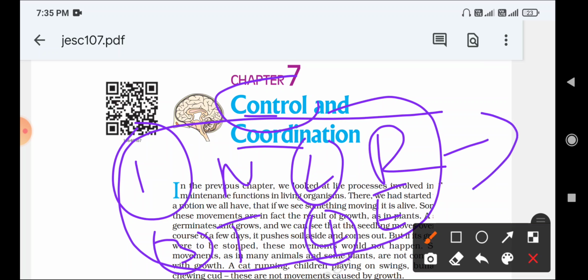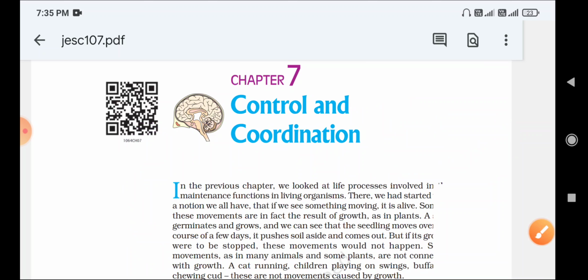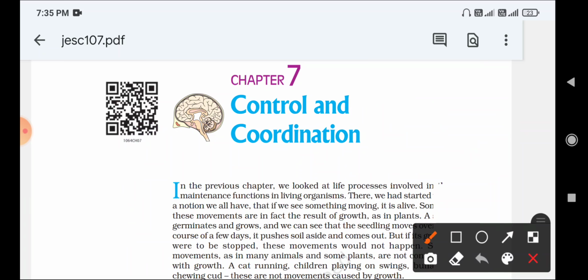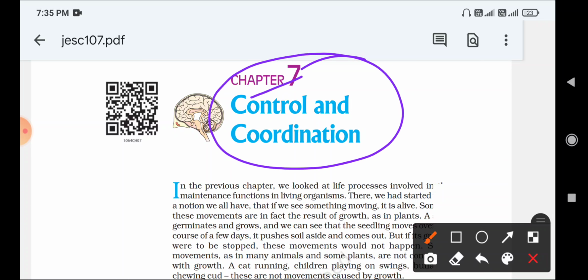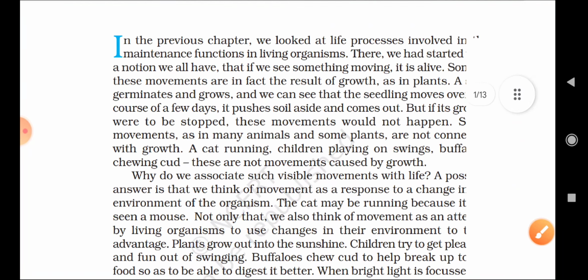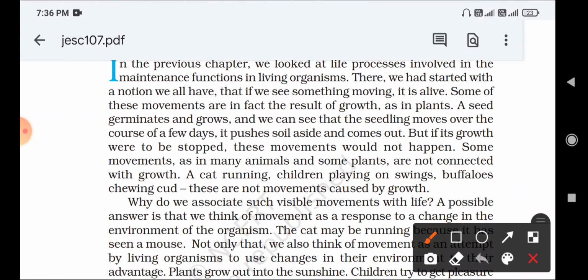The life process activities like nutrition, respiration, transportation, and excretion, how these take place in an organism and how they are controlled and coordinated in any organism, that is what is described in this chapter, called control and coordination. How animals control these life process activities and how they coordinate them, that is what you have to study. We'll study it in a detailed manner.